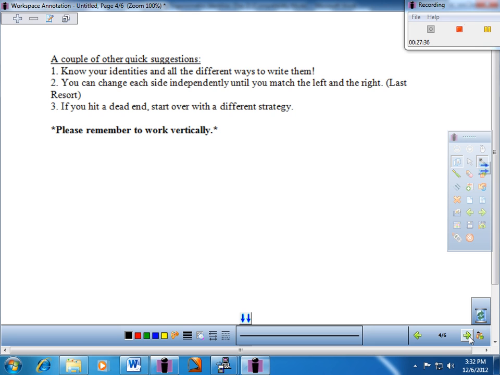Remember, it's not a conditional equation, so it's not like I do something to one side and then do it to the other. I work with one side independently. If you need to work with the other side independently, that's all right. And hey, listen, if you hit a dead end, just go on to the next problem, come back to it, just start with a different strategy. Hopefully you can get it to work.